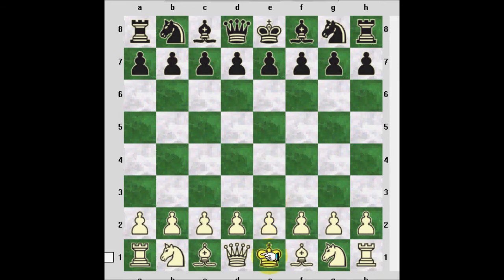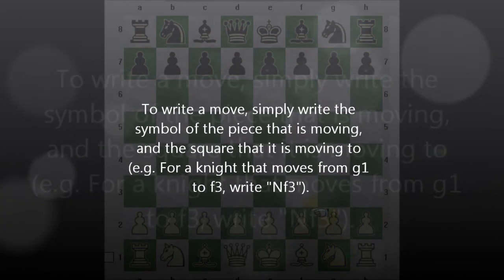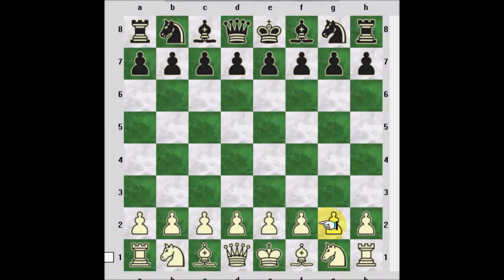You might also notice that since the king already has K, the knight can't have that as well. So we use N for the knight. Okay, so what we do is we state the square that the piece moves to. So if I move my knight from G1 to F3, then I will say knight to F3, and it'll just be written down as NF3. No need to put G1 F3, no need for NG1 F3, just NF3. Simple.